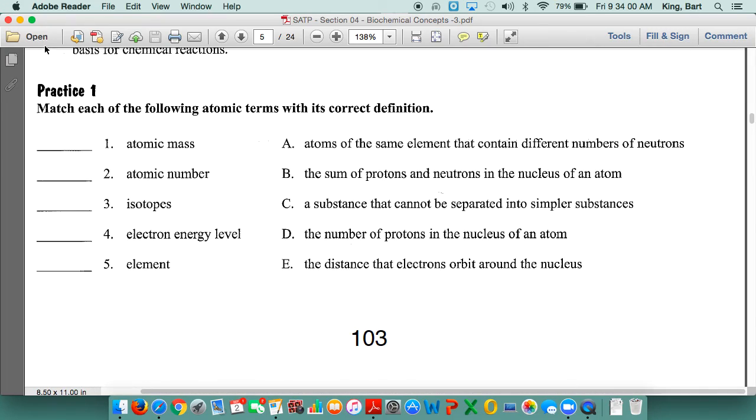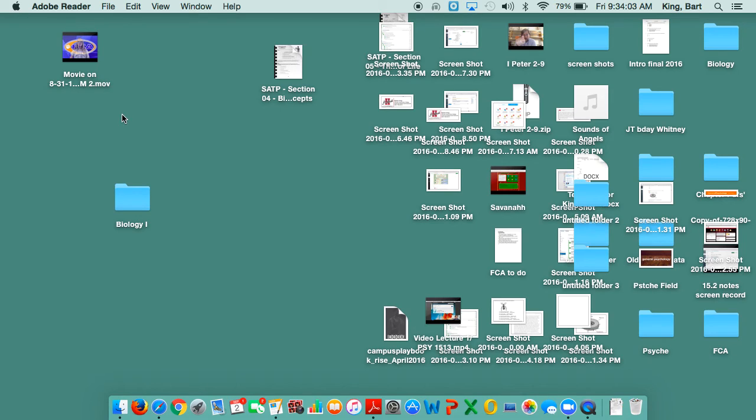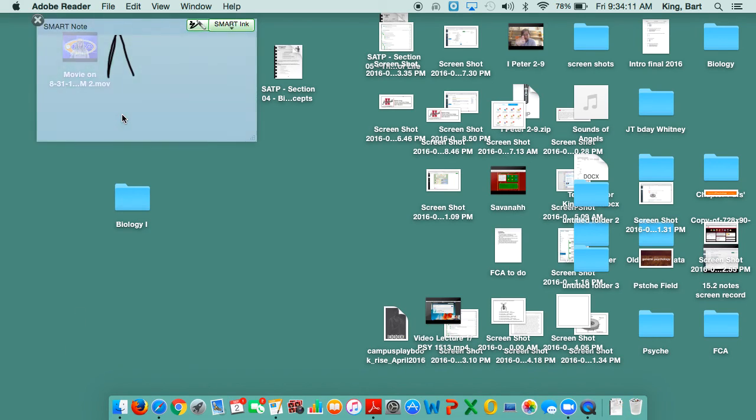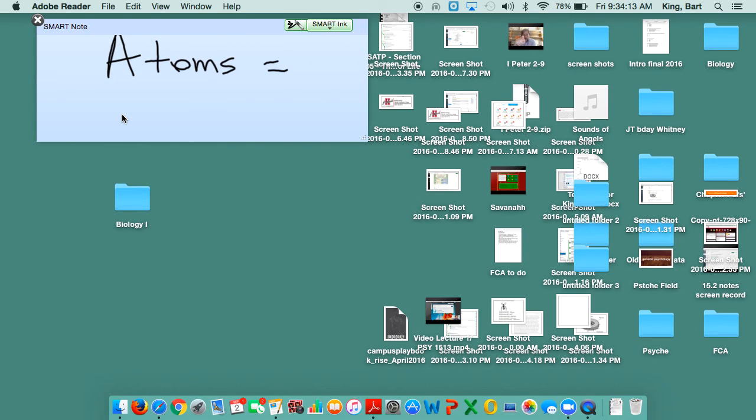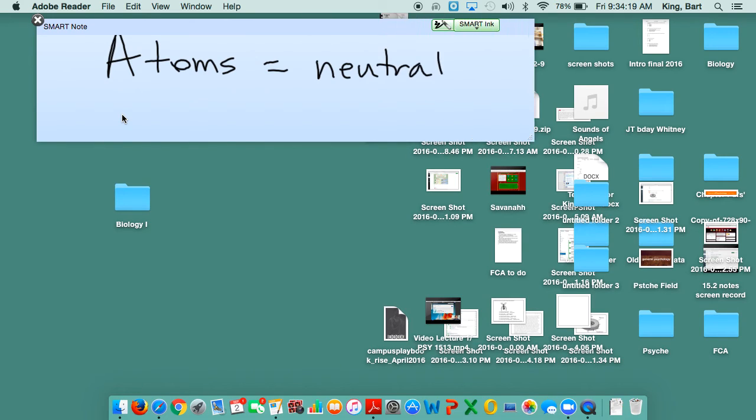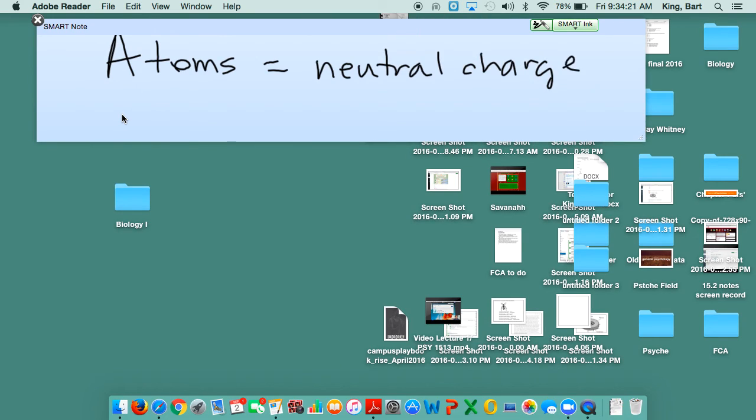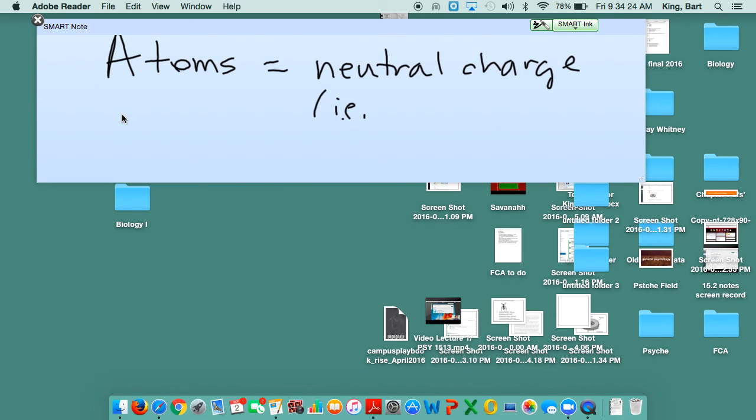Now I'm going to show you real quickly, I'm going to talk to you about an isotope and then drawing atoms. So atoms. Are atoms neutral? Yes. They have a neutral charge. Which means, i.e., protons equal electrons. Positives equal negatives. That's an atom.